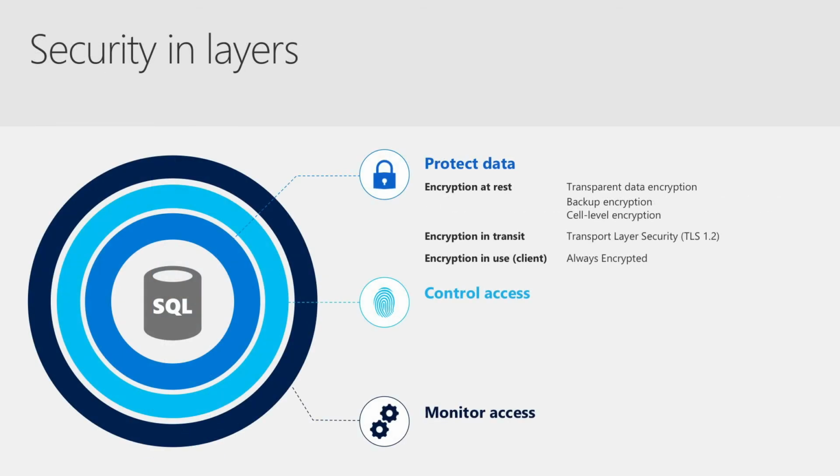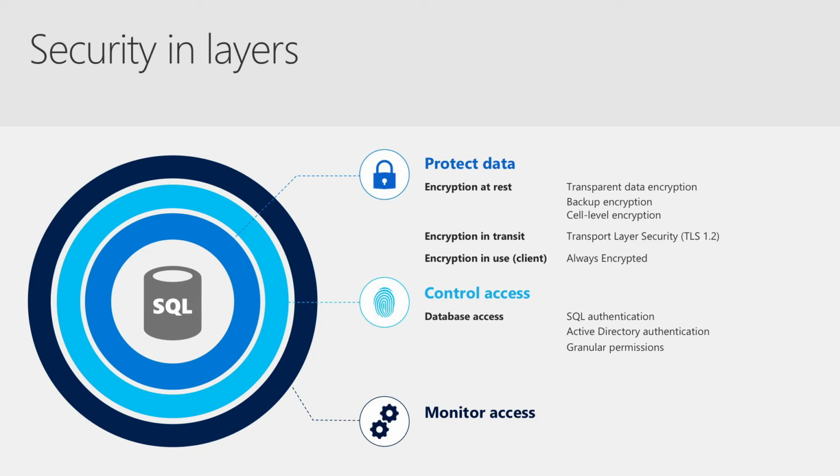So returning to our diagram, the next layer of security is about controlling access through authentication and authorization. SQL Server supports several features that enable you to control access to data within the database itself. For example, SQL Server has a very granular permission system, allowing you to control access to specific tables or even individual columns of data.